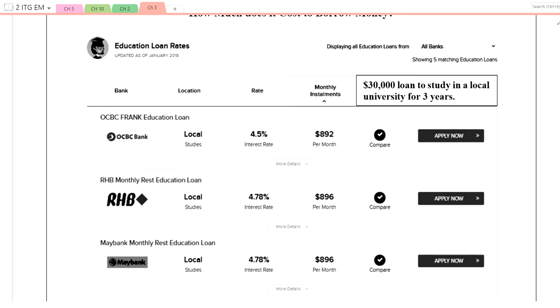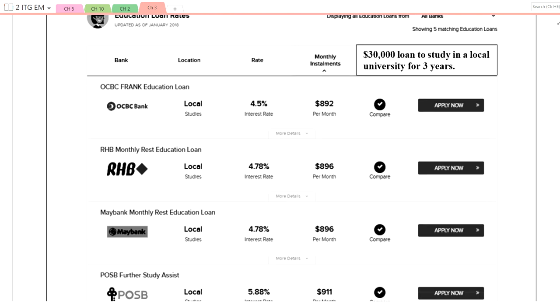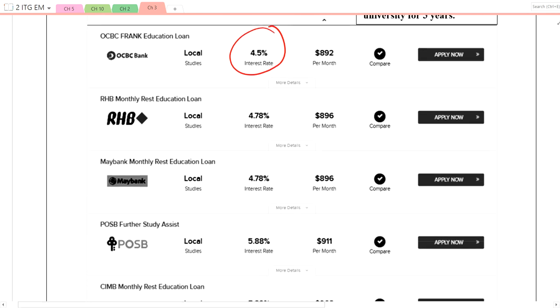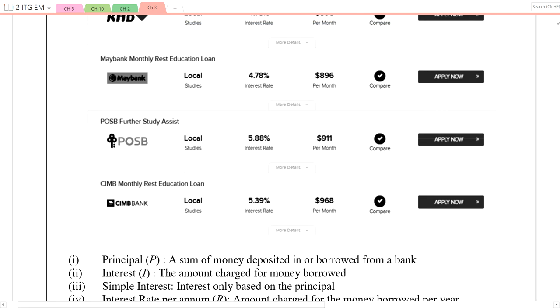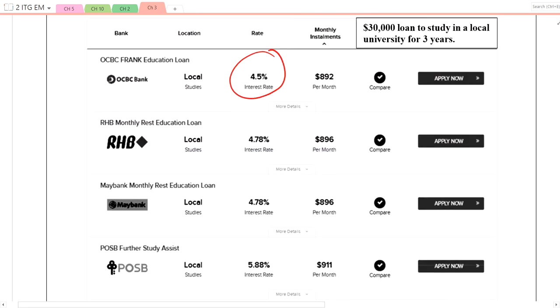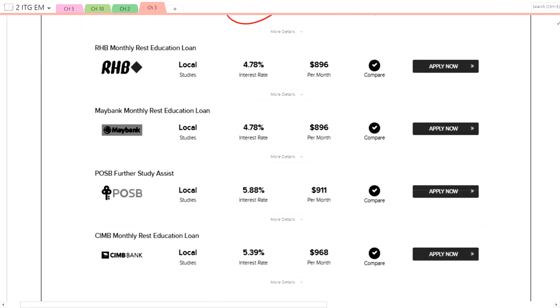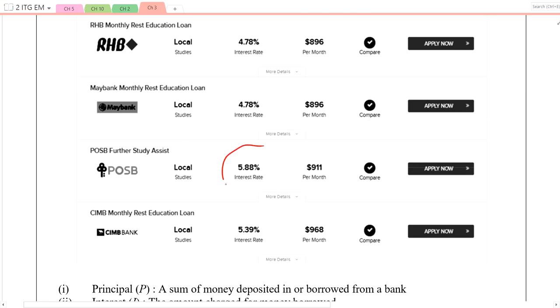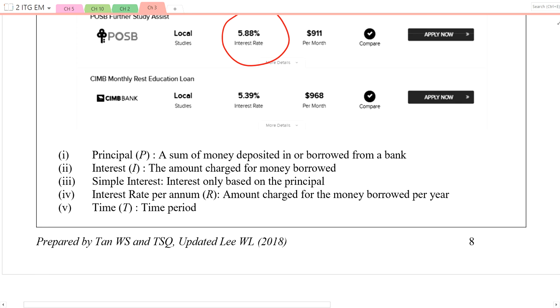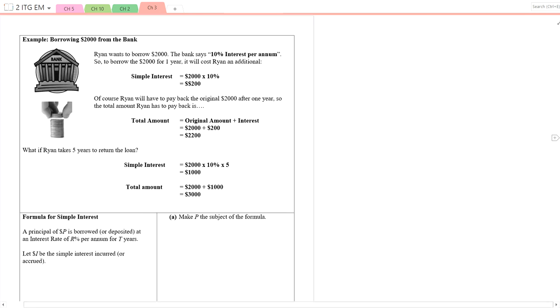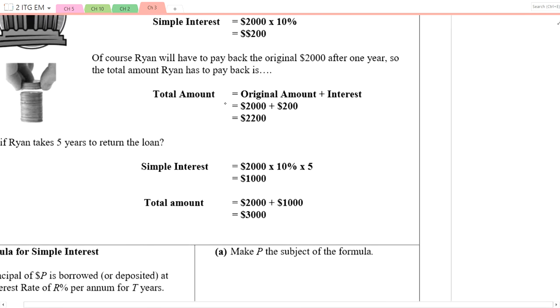So in this case, there are a few banks listed. We've got OCBC Bank charging at 4.5% per year of interest. And if you compare it with the rest, we see that POSB appears to be charging the highest interest rate. Okay, so let's look at how these work with an example.